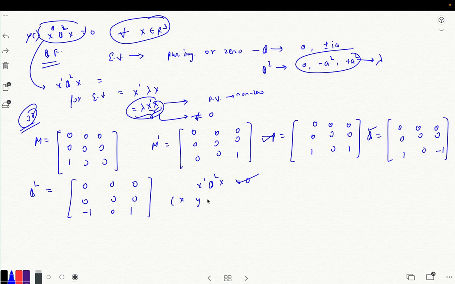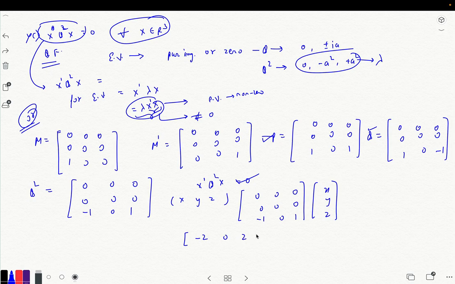So let's take the vector x y z. The matrix is 0 0 0 0 0 0 minus 1 0 1, and this is x y z. We are going to check it. So the corresponding matrix here will be minus z, 0, and so on, times x y z. So we are getting minus zx plus z square, which is not equal to 0. Okay, so by solving all these portions, we got that the expression is not equal to 0.